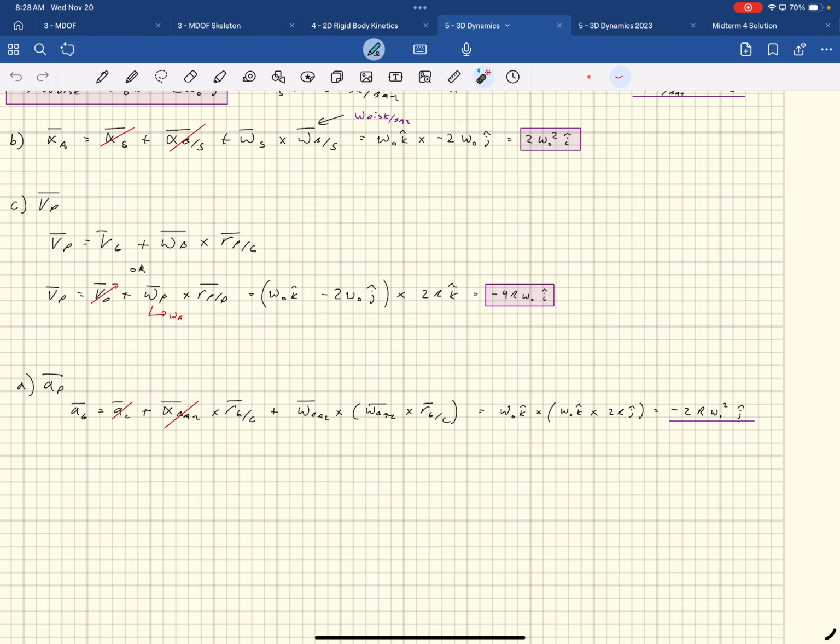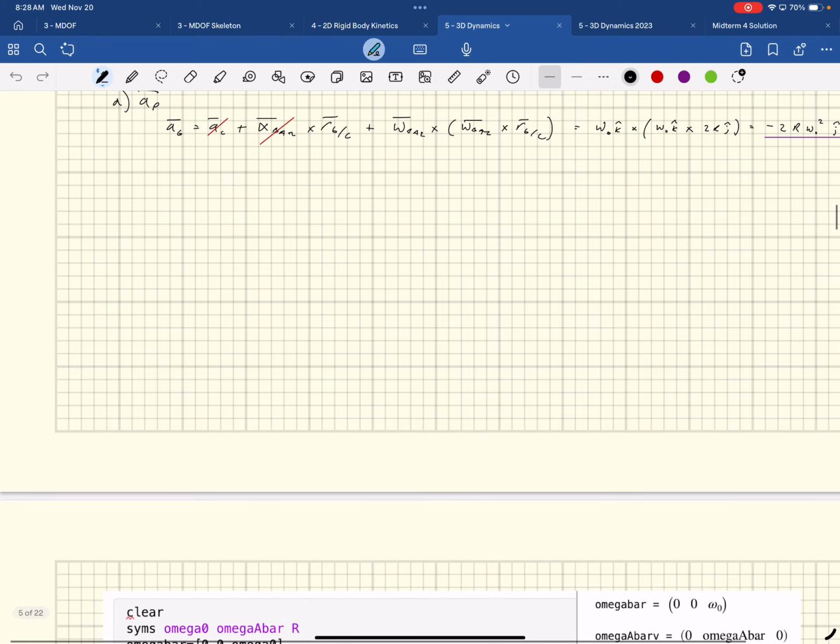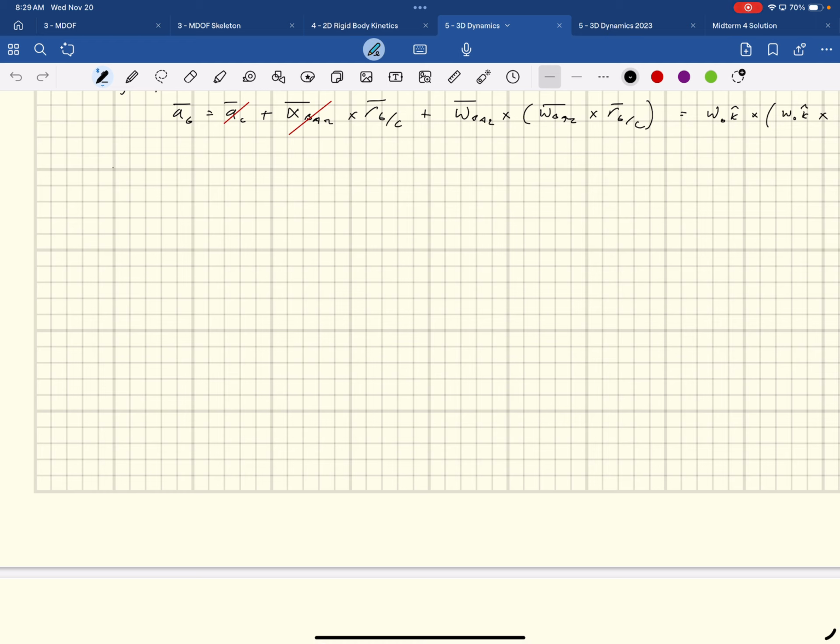Now I know AG, I can go to AP. AP is equal to AG, which we just found, plus alpha of A, that's alpha of the body, crossed with R, P is seen from G, plus omega of the body crossed with omega of the body crossed with R, P is seen from G.